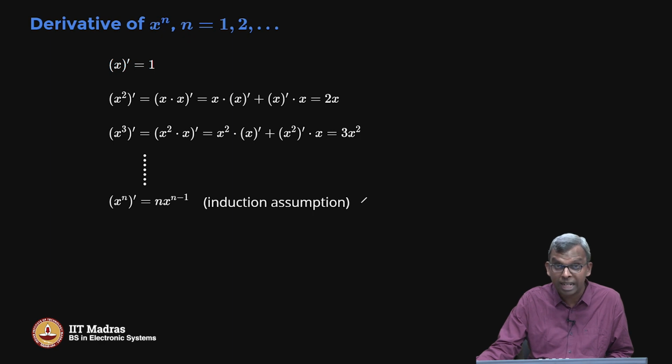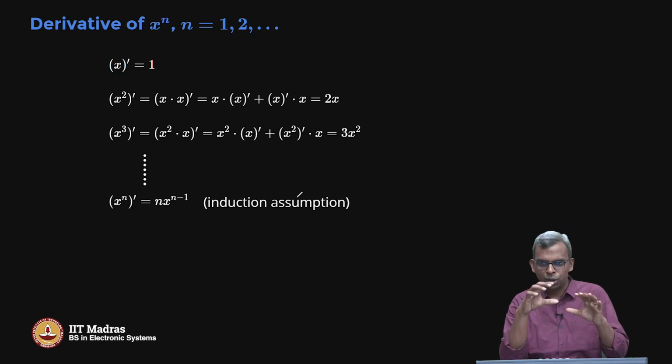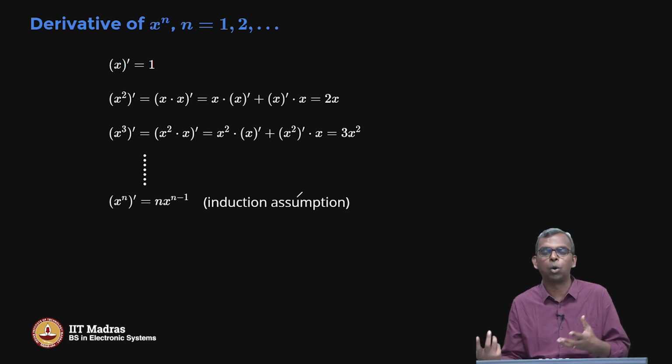Now notice this is an induction assumption. What is induction? This kind of thing is called induction. If you do integer after integer, you notice a pattern, and then you say that for n, maybe that same pattern holds.